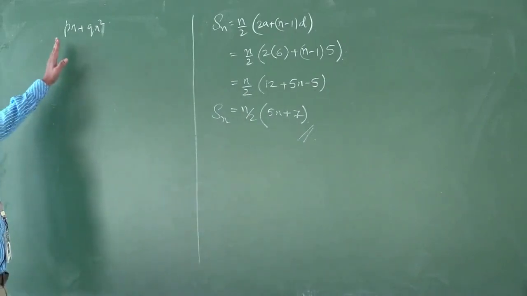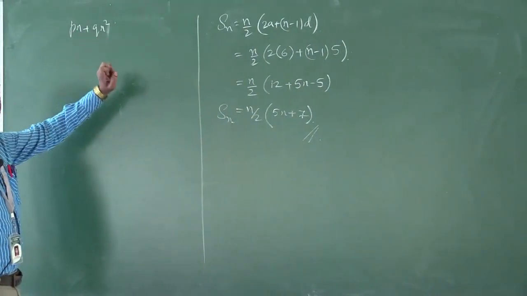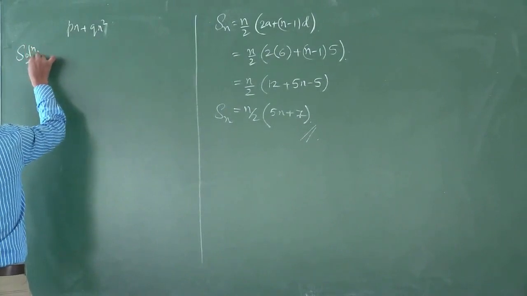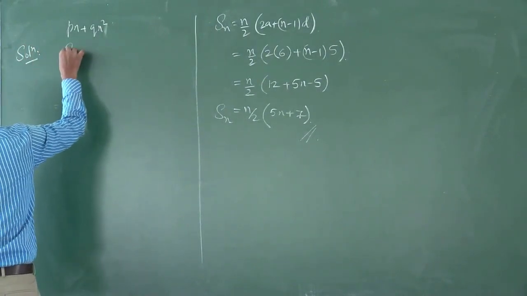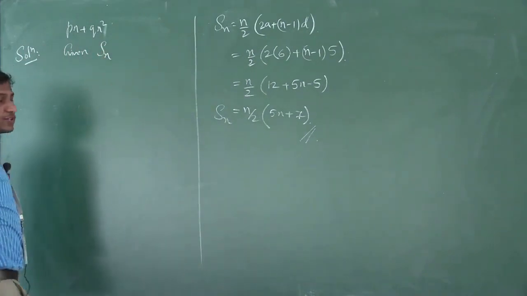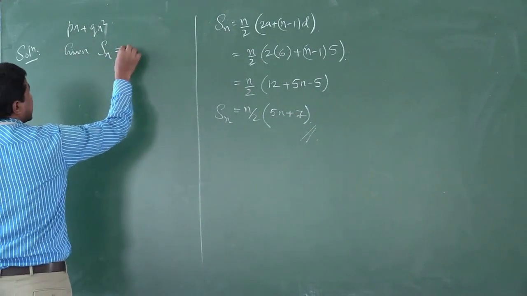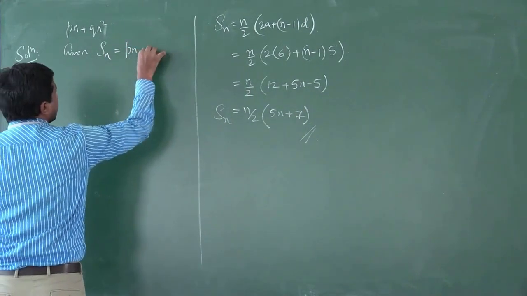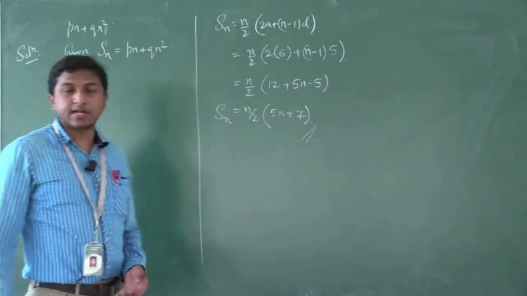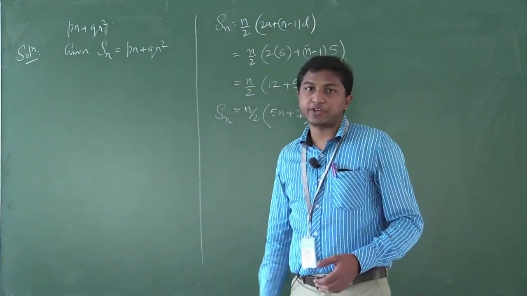It is given that the sum of n terms of an AP is Pn plus Qn square. So in other words, what can I write? We start the solution like this. Given, it is given that sum of n terms. What is the notation for sum of n terms? It is Sn. Sn is equal to Pn plus Qn square. What is the question asking us to do? The question is asking us to find out the common difference d.